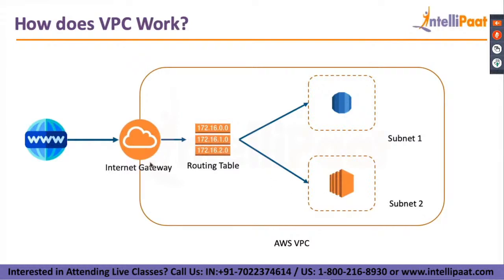Okay, so this is a skeleton of what AWS VPC is. First, the request comes in through the internet gateway. The internet gateway refers to the routing table, and from the routing table you go through the subnet where you have the resource, and from the subnet you go to the resource.